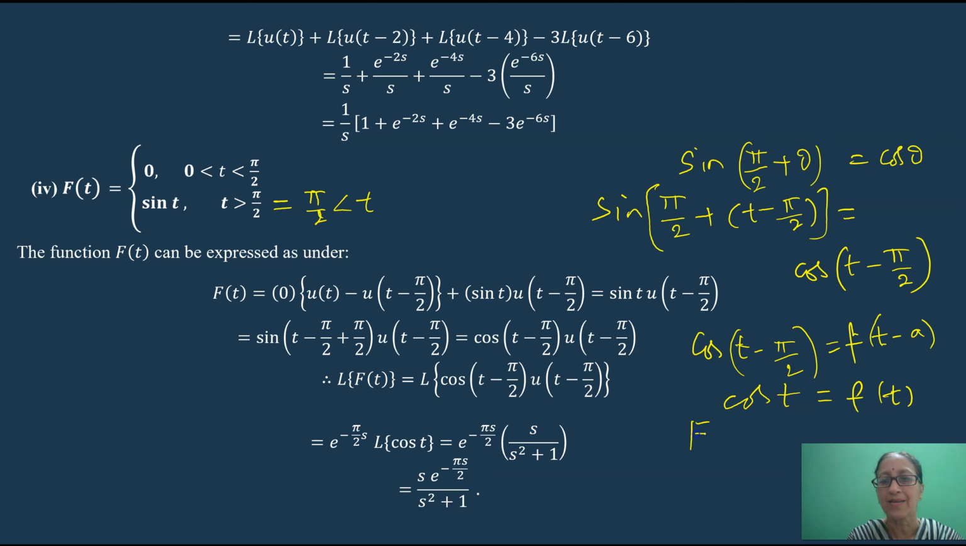So f of s equal to L of f of t. That's why here we got L of cos t. L of cos t is s by s square plus 1. So its Laplace transform is s into e power minus pi s by 2 upon s square plus 1, because you can multiply these s and e power minus pi s by 2. So this is Laplace transform of given function.